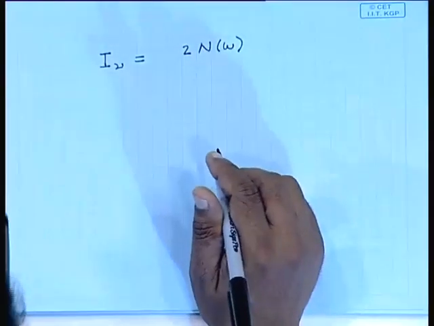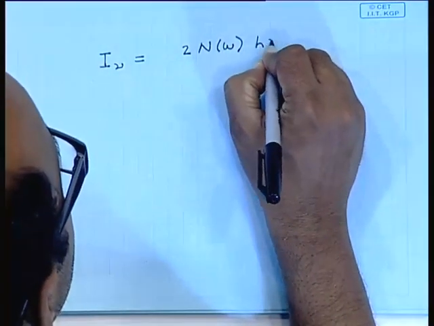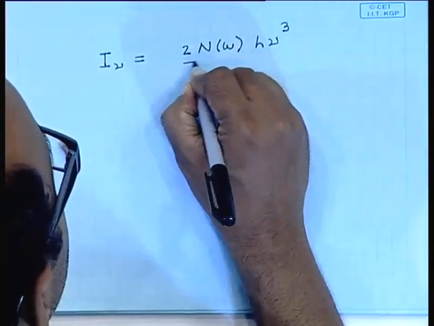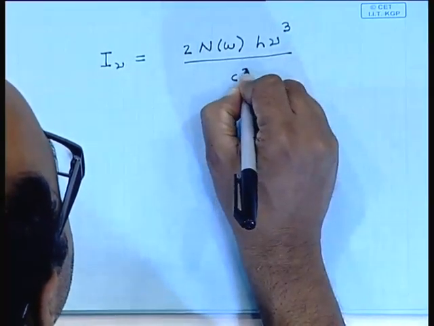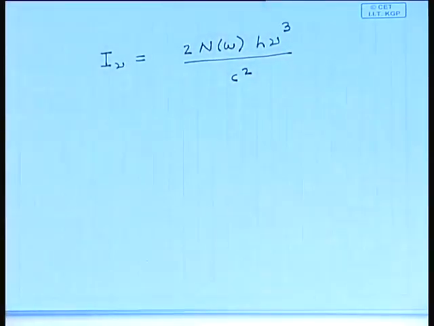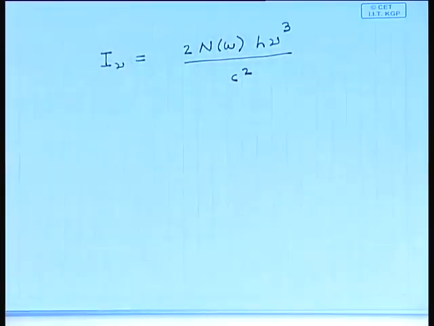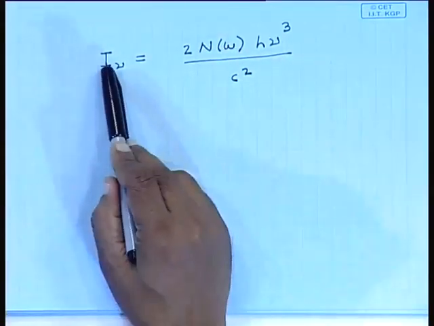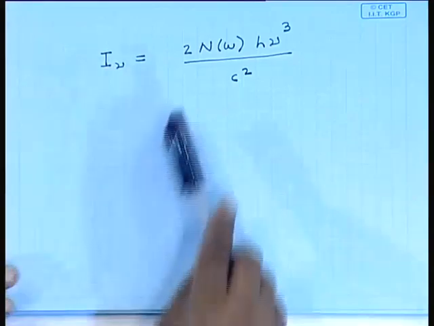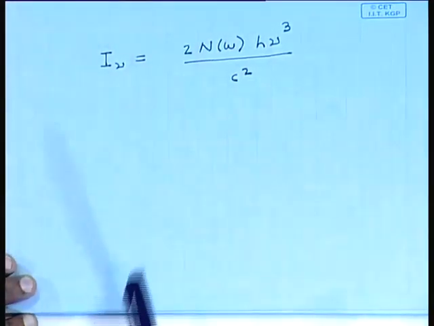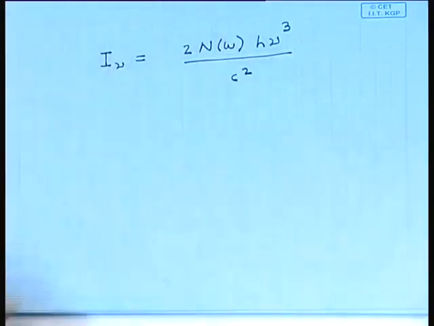So, this is h nu cubed by c squared. Okay, so that is the relation between the photon occupation number n, which we have written as a function of omega. It could equally well have been written as a function of the photon momentum p, the momentum of the mode, and the specific intensity. So, if I know the occupation of a mode, there is a correspondence between this specific intensity and the occupation number. That is the crucial point.